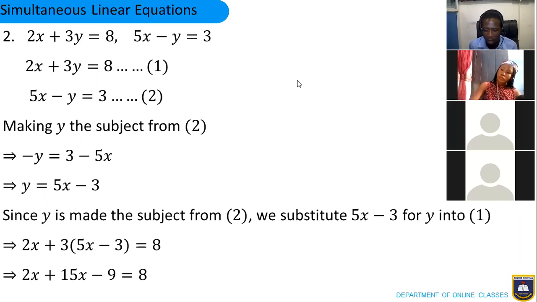Yes, sir. Okay, that's very good. So since y is made the subject from equation 2, we substitute 5x minus 3 for y into equation 1. So now we are taking equation 1 because I made a variable the subject from equation 2. Please, under no circumstance should you substitute into the equation that you made a variable the subject from. If you use equation 1 to make x or y the subject, don't substitute back into equation 1, but rather the other equation.